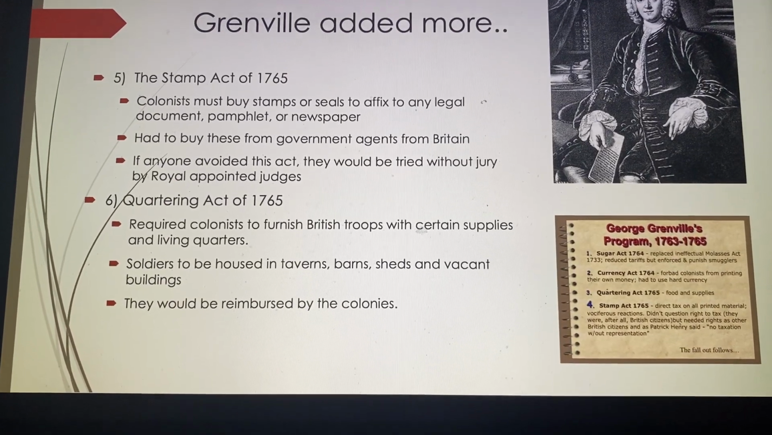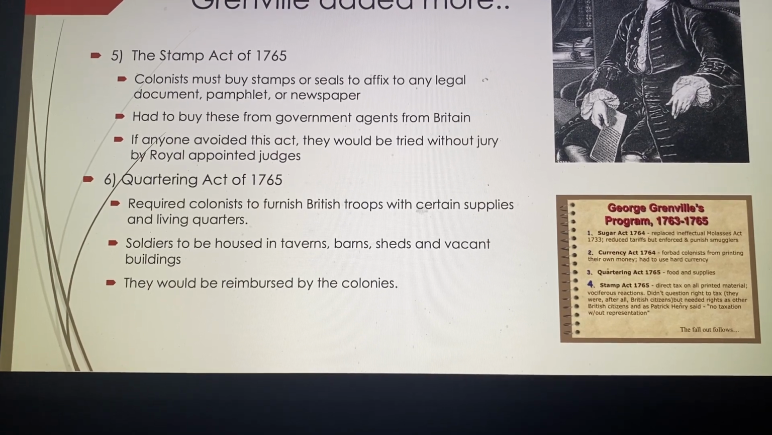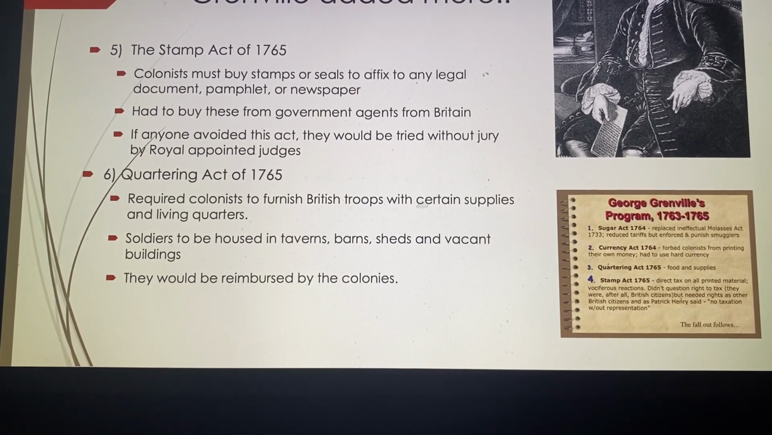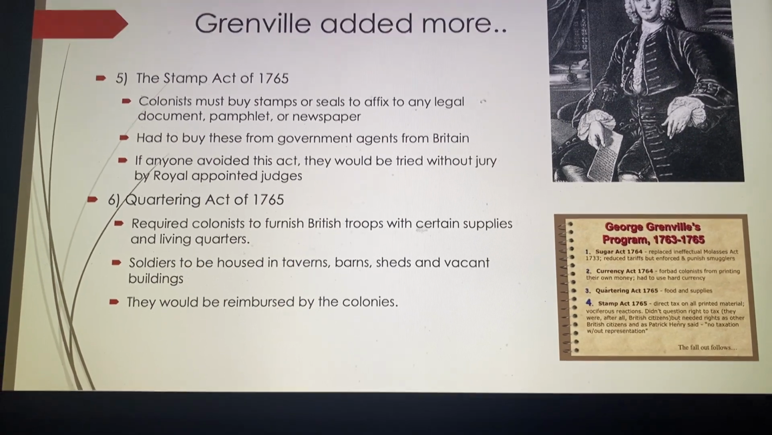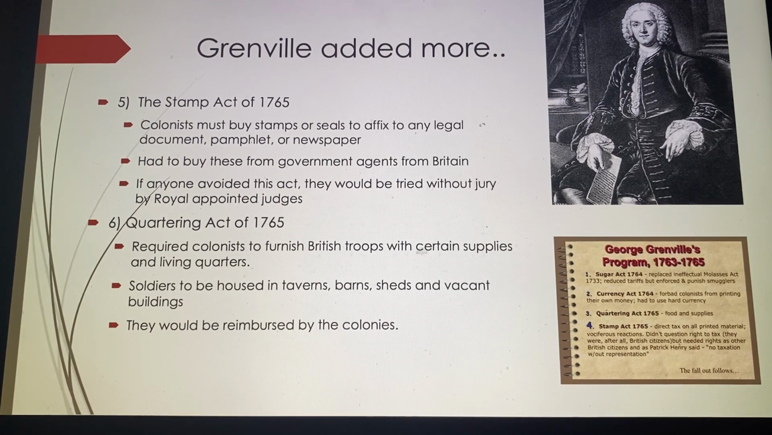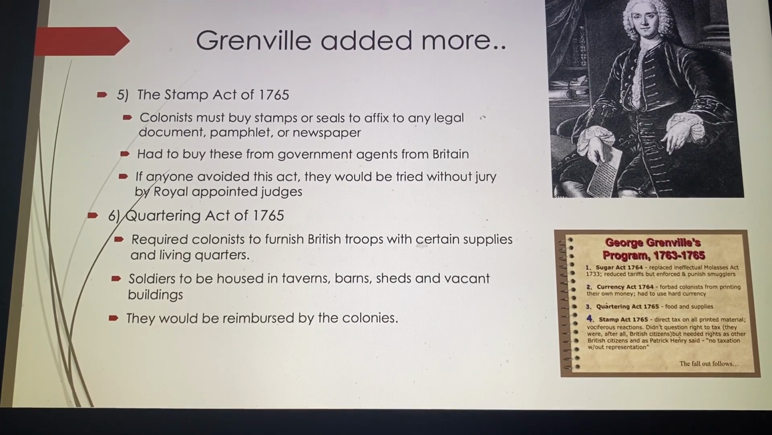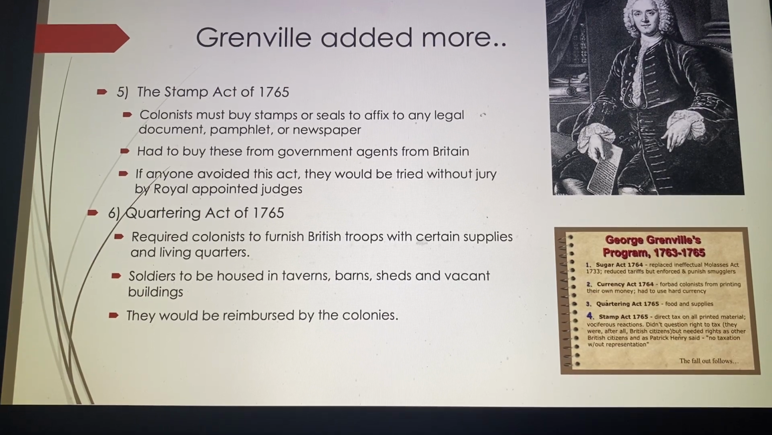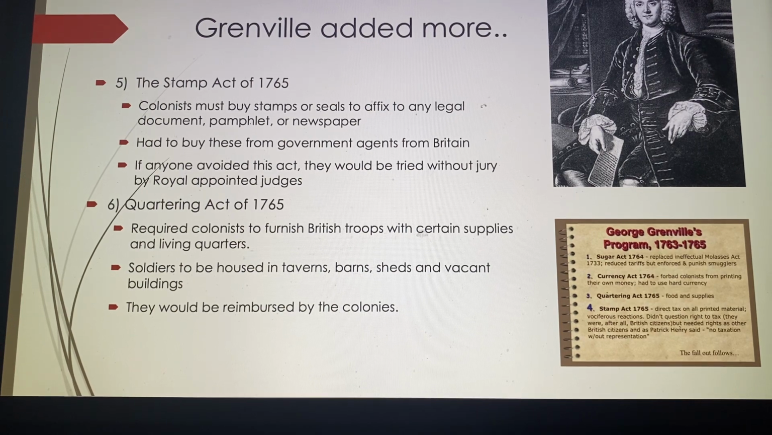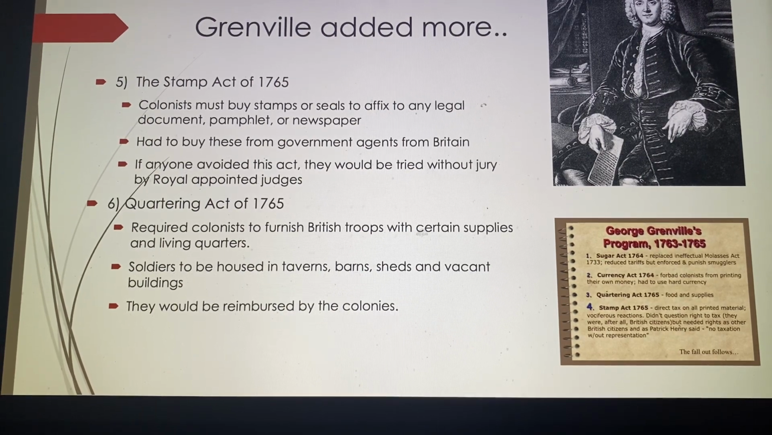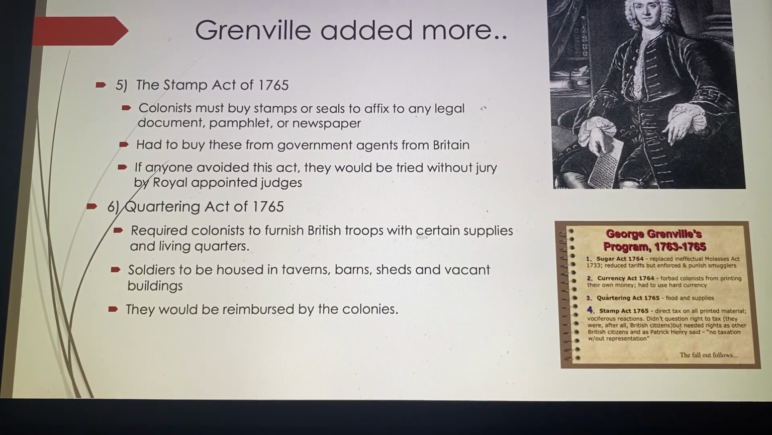Grenville added more to this, the Stamp Act of 1765, that colonists must buy stamps or seals affixed to any legal document, pamphlet, or newspaper. So if you had a newspaper, a pamphlet, or a legal document of marriage or baptism, you would have to put a stamp on it. It'd have to be stamped. And this stamp you would have to pay for from England. So every legal document had to come through England and be stamped, and you'd have to pay a tax on that.